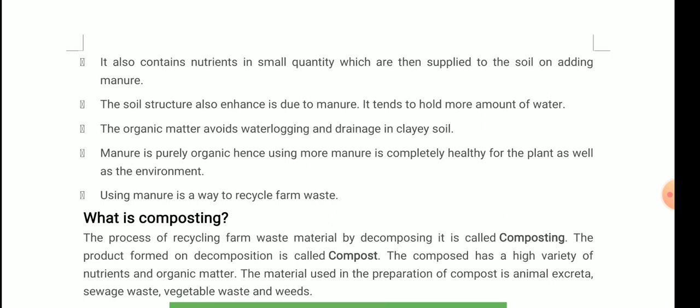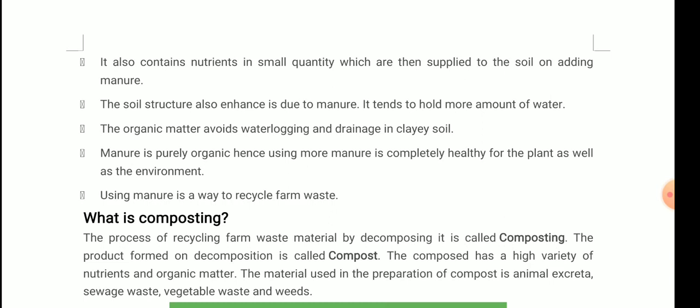Next is, what is composting? The process of recycling farm waste material by decomposing is called composting. The product formed on decomposition is called compost. The compost has a high variety of nutrients and organic matter, and the material used in the preparation of compost is animal excreta, sewage waste, vegetable waste, and the weeds.